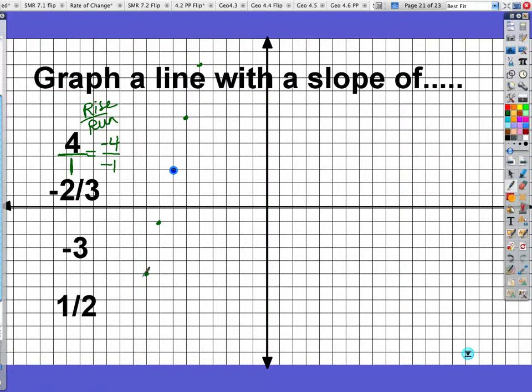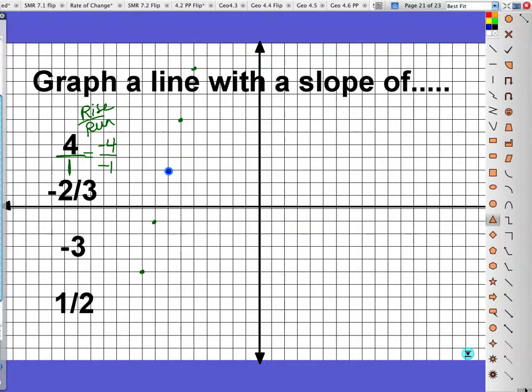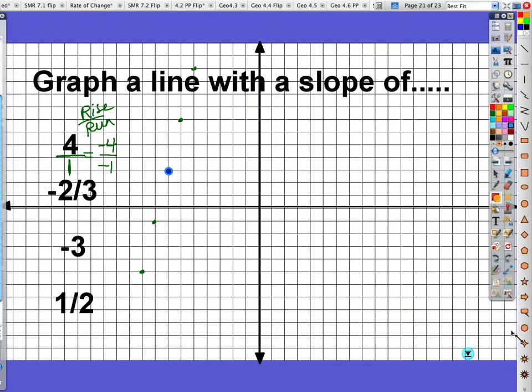Okay, and if I were to make a line through this, let me see if I can make my fancy line. There's my fancy line. There we go. That would be my graph. Okay? And I just have to have my starting point, and I just kind of go from there.